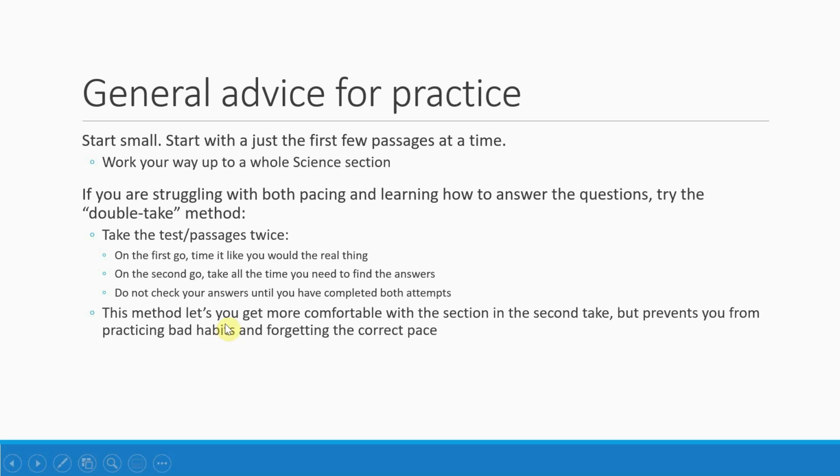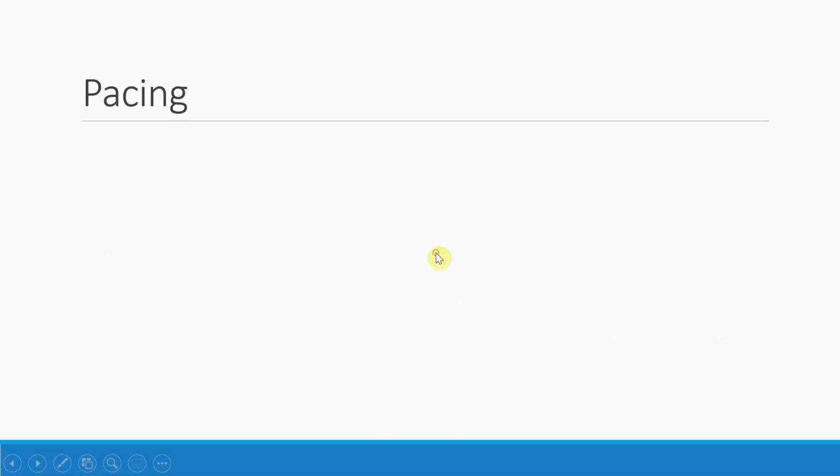So by doing this, you'll both get more comfortable with the section in that second take, so you learn how to actually answer the questions, but it also prevents you from practicing bad habits and forgetting the correct pace, because that's what the first take is all about. And once you're pretty good with the questions, then you don't need to double take anymore and just focus on the timing. That's the important one.